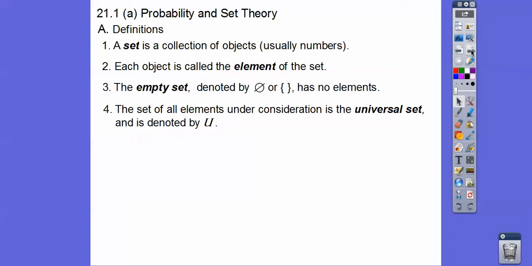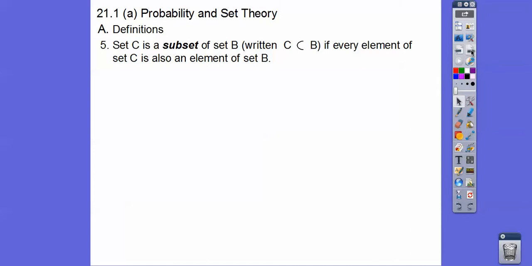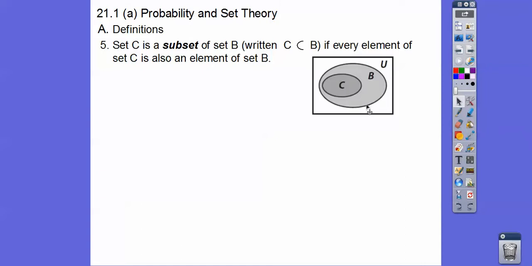The set of all the elements under consideration is called our universal set, and we usually denote that with the capital letter U. Set C is a subset of set B, and it's written like this. C is a subset of B if every element in C is also in B. Here's a Venn diagram that shows that. You see how every point that's in C is also in B, and all of them are in the universal set.